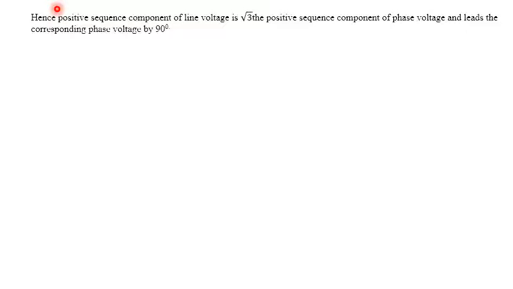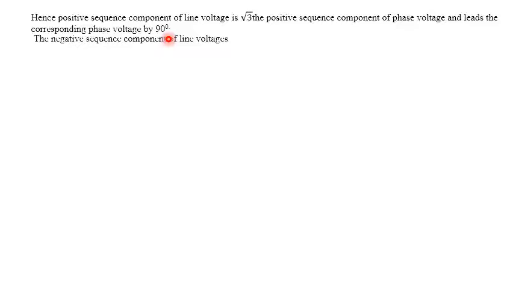So hence what will happen? The positive sequence component of the line voltage is root 3 times the positive sequence component of the phase voltage, and it is going to lead the corresponding phase voltage by 90 degrees. It means that it is advanced by an angle of 90 degrees with respect to the phase voltage.